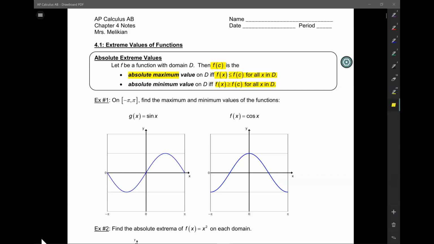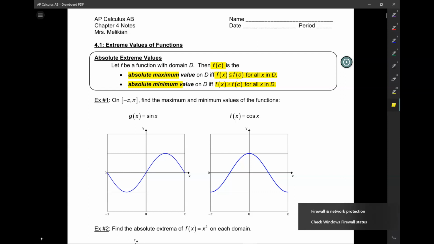We can say the same thing for the absolute minimum, right? Meaning if f of c is the absolute minimum, if every other point is greater than or equal to f of c, all right? So that's absolute minimum and absolute maximum.